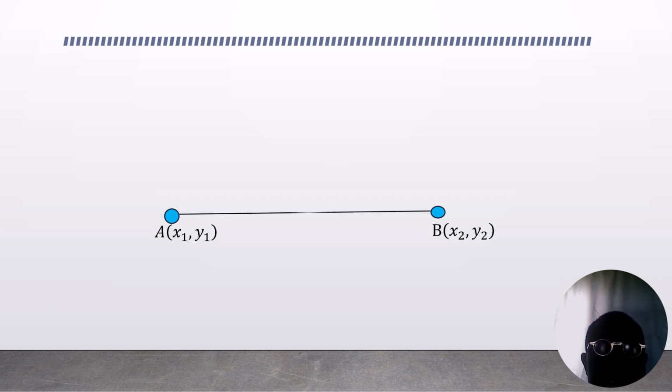Let this be the point A (x1, y1), and this be the point B (x2, y2). This is a line segment joining A and B. Let this be the midpoint of this line segment, M (x bar, y bar). Then the perpendicular bisector of the line AB is this line passing through M.